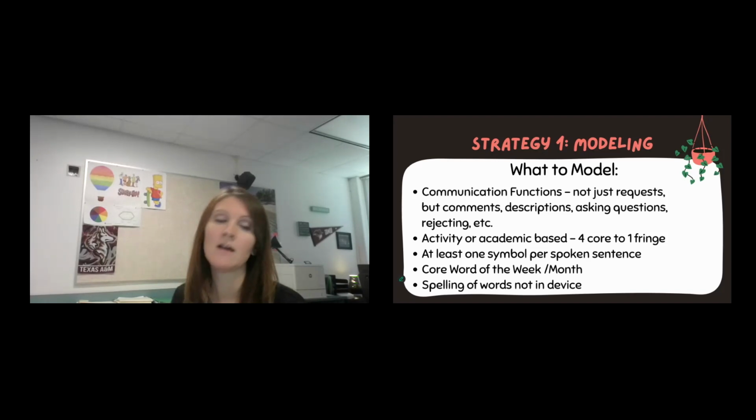So those F's. If there's a word not in the device, there's not necessarily going to be every single word. You can model spelling on the keyboard because that's the most autonomous way to communicate, would be able to learn to type and spell.